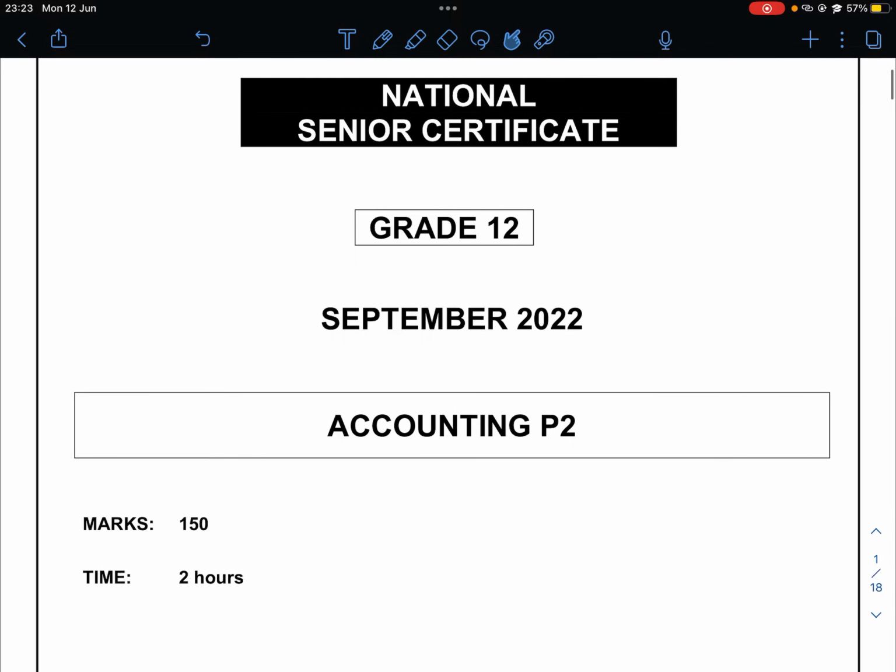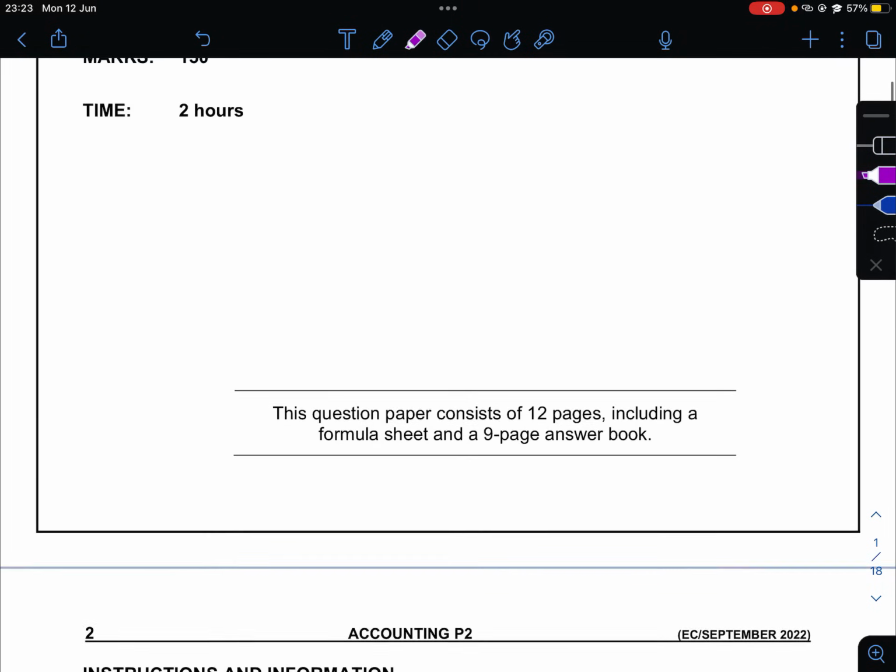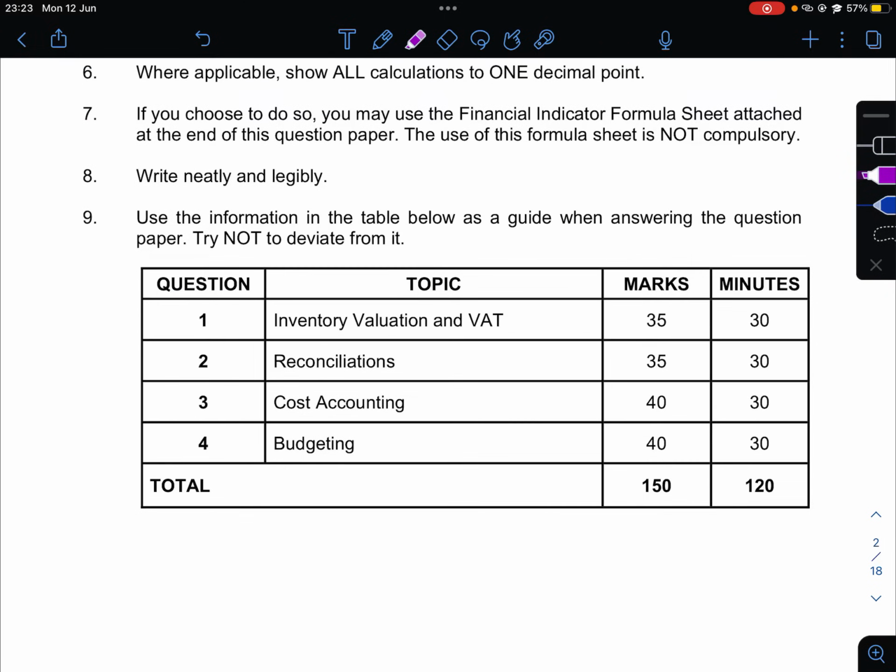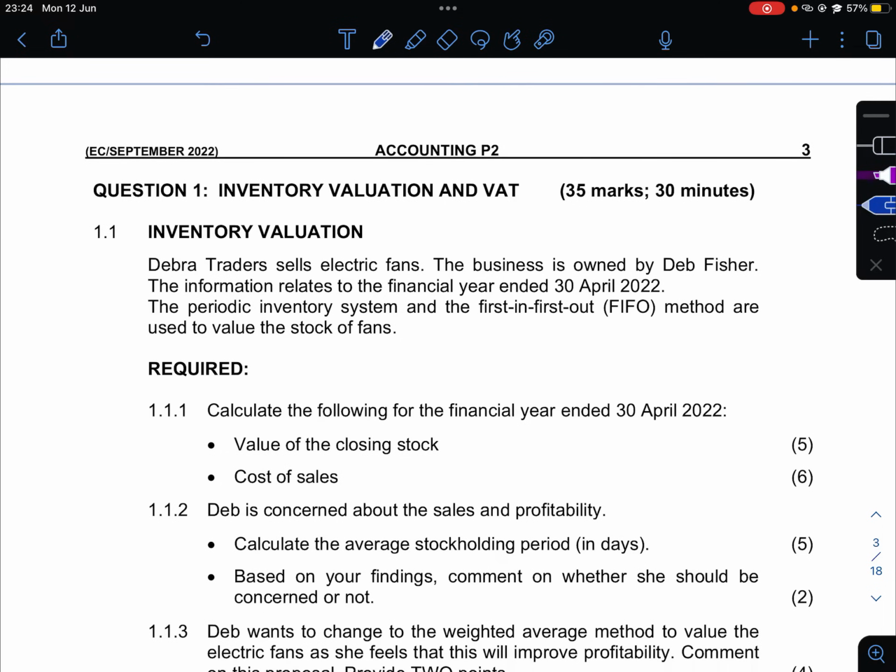We are continuing with our September 2022 accounting paper 2. Today we will be looking at inventory valuation and VAT. This is question 1, 30 minutes and 35 marks. So let's just get into the question. Question 1 says inventory valuation and VAT.